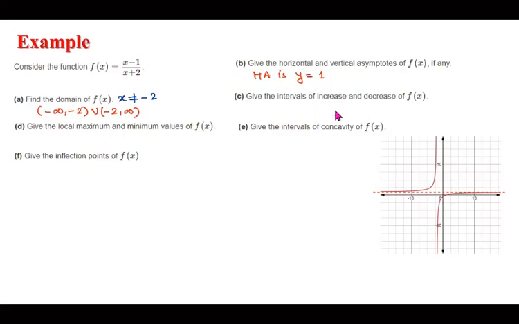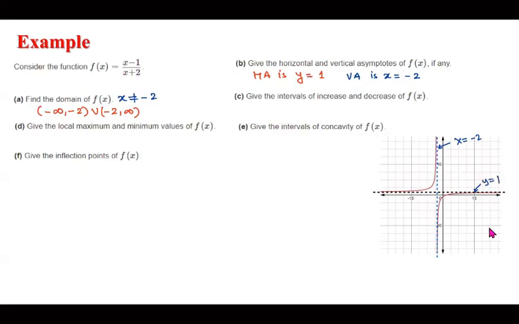The vertical asymptote is x equal to the value that makes the denominator 0. The value that makes the denominator 0 is -2, so x equals -2 is the vertical asymptote. Let me use a different color. If we look at the graph carefully, we can draw a vertical line like that. So this line in blue is the vertical asymptote, x equals -2, and this horizontal line in black is y equals 1, the horizontal asymptote.